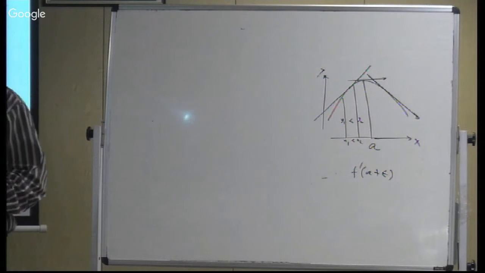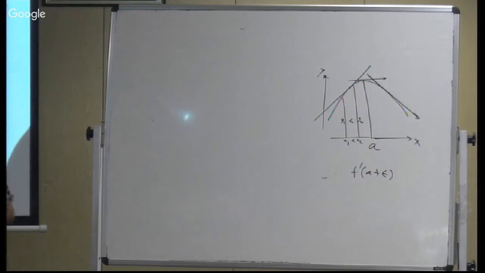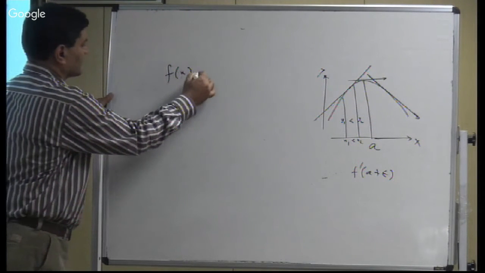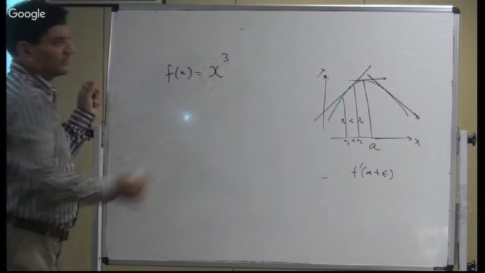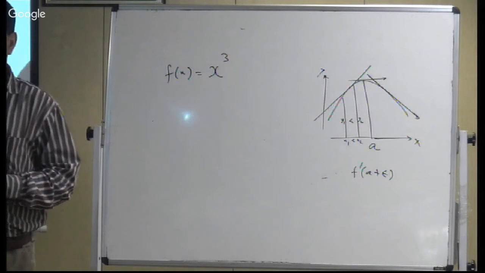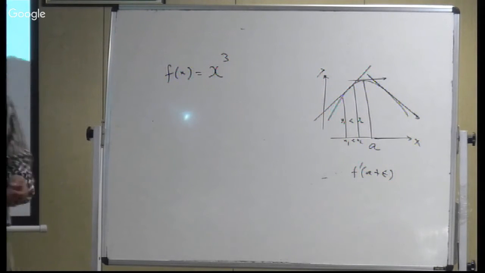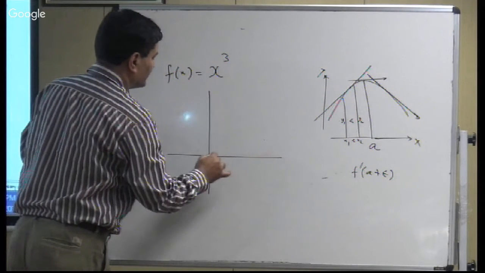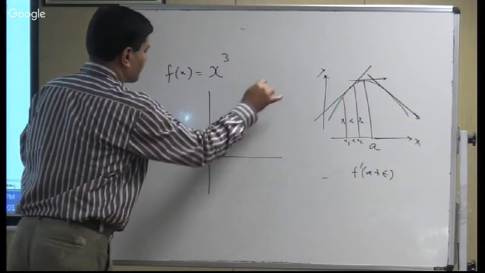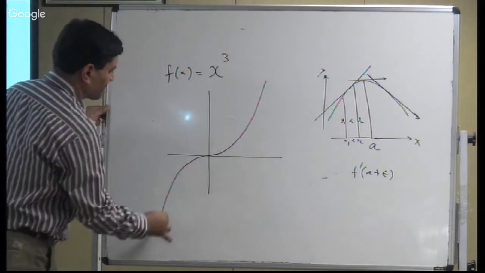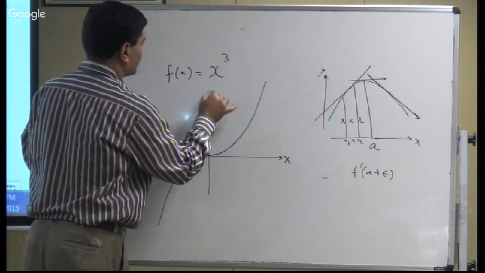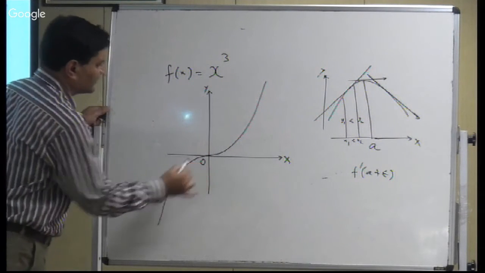f(x) is equal to x cubed. Can you draw the graph of the function y equal to x cubed? The shape will be like this. This is the x-axis, the y-axis, and this is the origin.